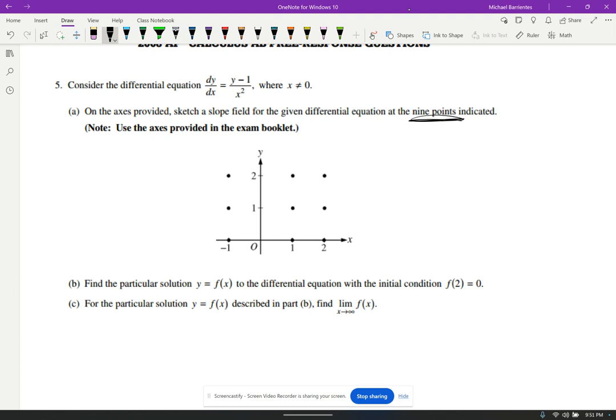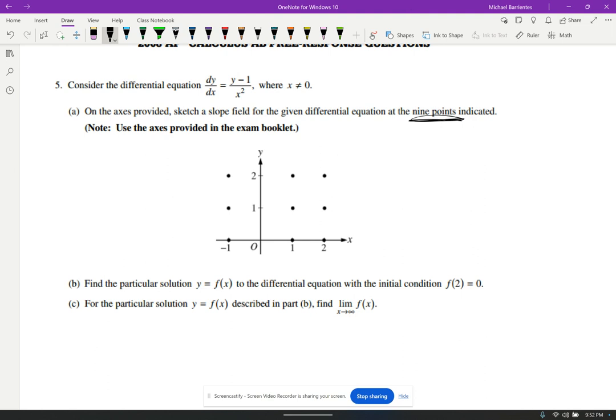And then can you find the particular solution to this differential equation given this initial condition? And then for the particular solution that we find, can you find the limit of f of x of that equation as x approaches infinity.